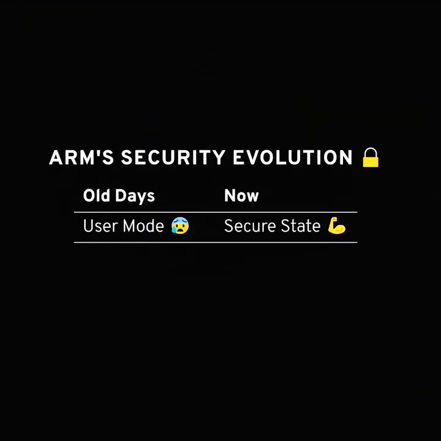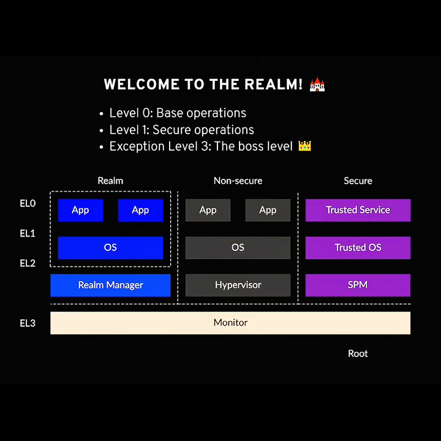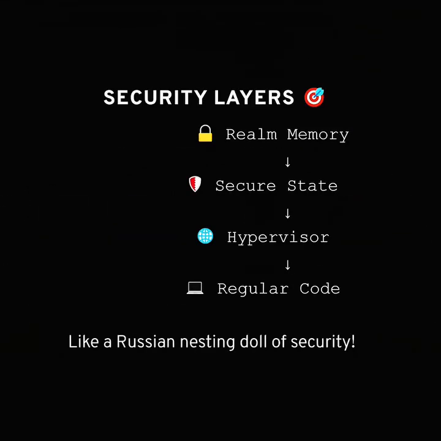Now, ARM has taken this security concept further with something called realms. Think of Realm Level 0 and Realm Level 1 as distinct security zones. At the heart of this is Exception Level 3, which acts like a hypervisor in cloud computing. The kicker, the hypervisor can't snoop into the realm memory, which means you can run private code inside these realms without it being visible to the hypervisor. The secure state can't access realm memory, and realm memory is designed to be completely isolated from everything else. So if someone tries to exploit a vulnerability in the hypervisor, they're still blocked from accessing your private data.